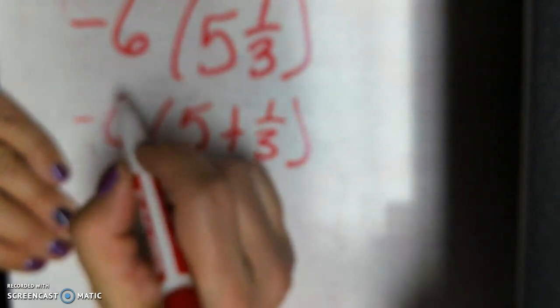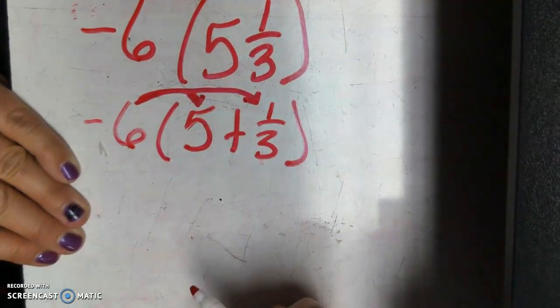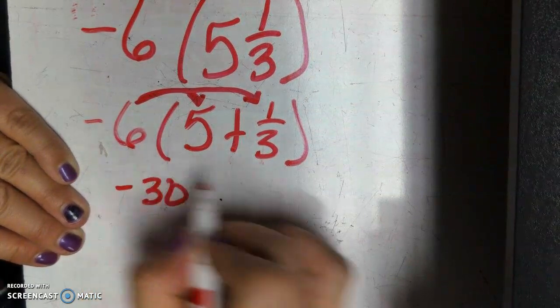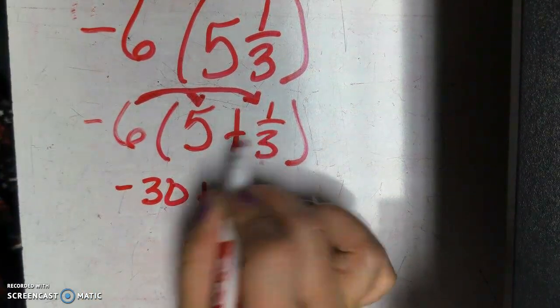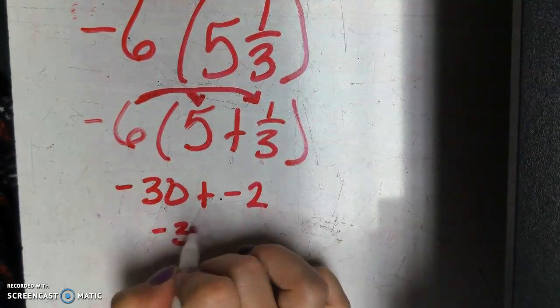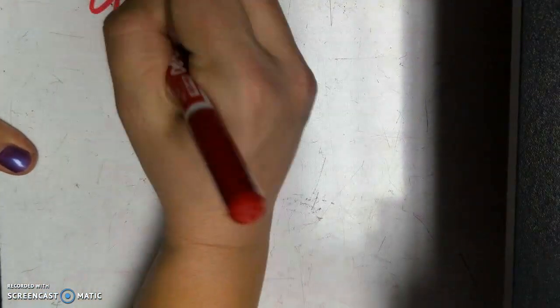So I'm going to take my -6 and distribute it through to both of those parts. So -6 times +5 is -30, and then 1/3 of -6 would be -2. Adding those two together would give me -32. Okay, same thing for the next one.